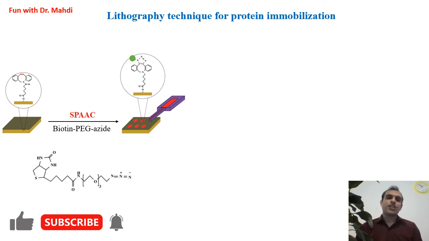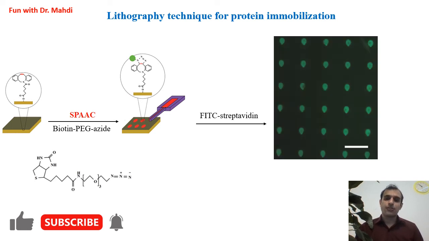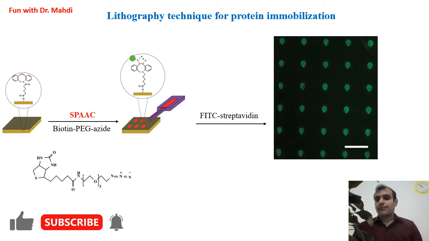And after washing, we covered the surface with FITC streptavidin. It's a type of fluorescent streptavidin. We covered the surface with this streptavidin, and we left the surface in a dark place at room temperature. After 1 hour, we washed the surface, and after washing, again, we took a photo with a fluorescent microscope. And here you can see the photo.